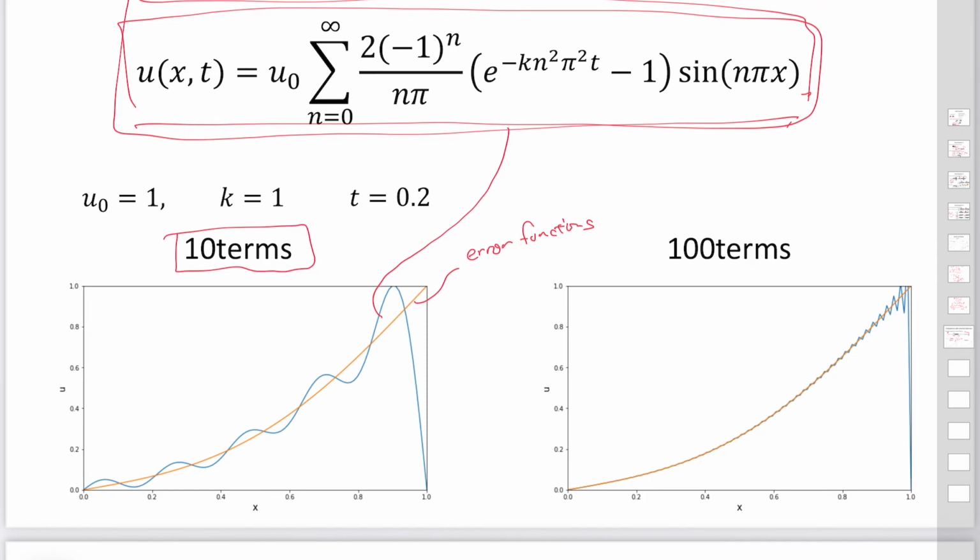So from these simulations, we find out we need more terms to have a convergent solution if we use the separation of variables method compared with the solution expressed with the error functions. Okay, this is the end of this session.